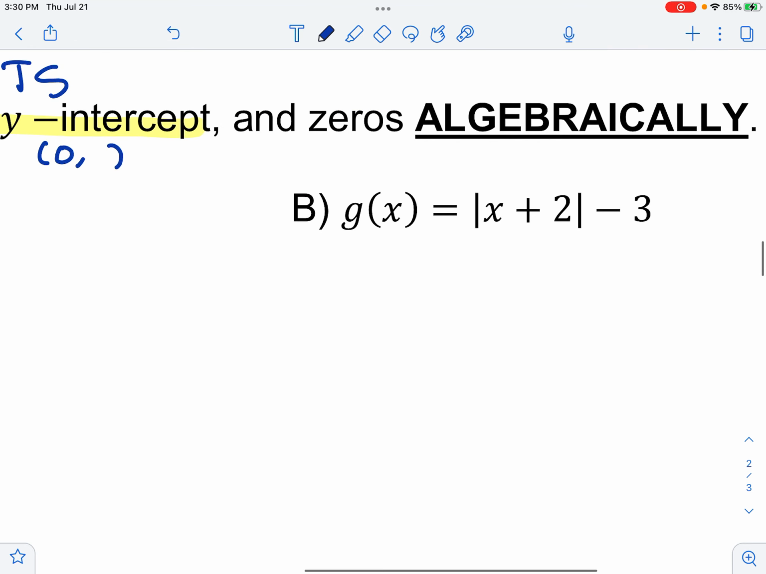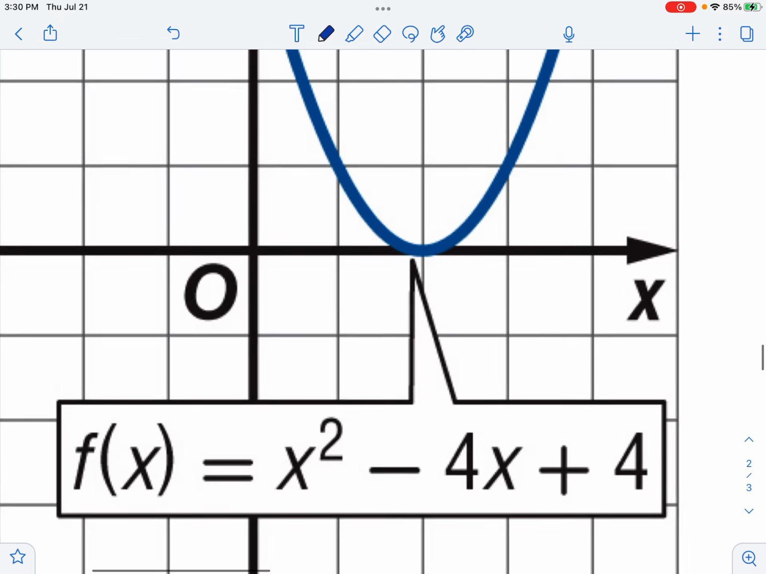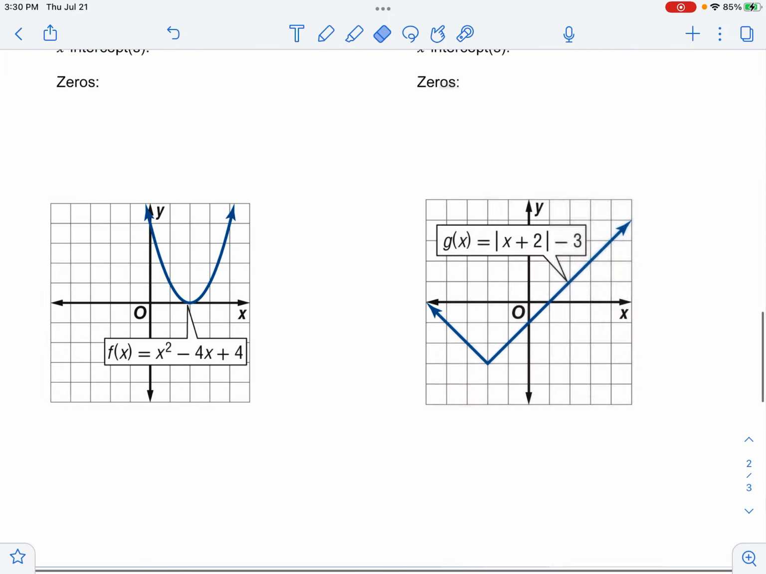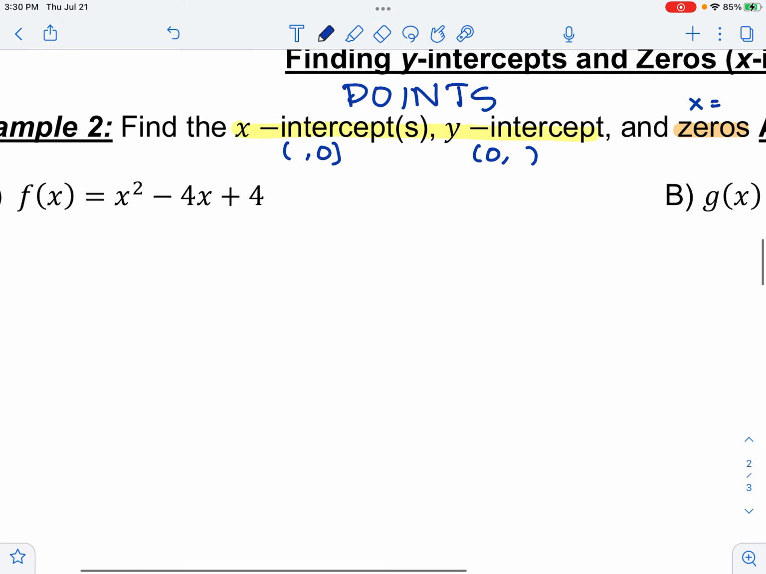Zeros are the x value of where it hits the x-axis. So when I say what's the zero here, where does it hit the x-axis? At 2. So it's the x value of 2. Zeros are in the form x equals that value. So zeros are x equals the number. I'm going to highlight this in a different color, like that. All right, so let's go ahead and find each one of these.